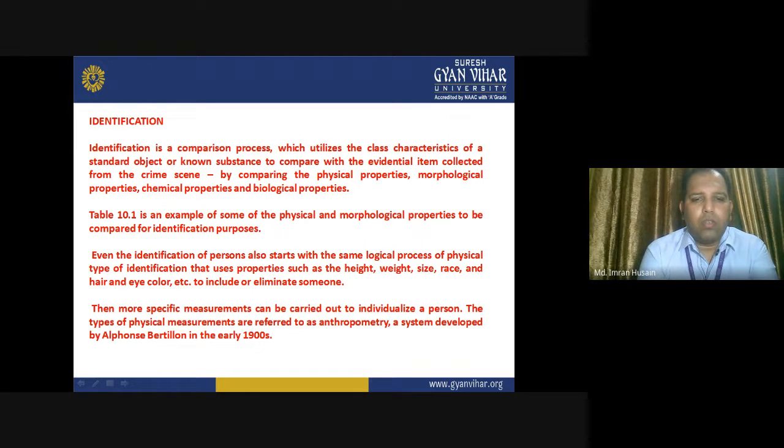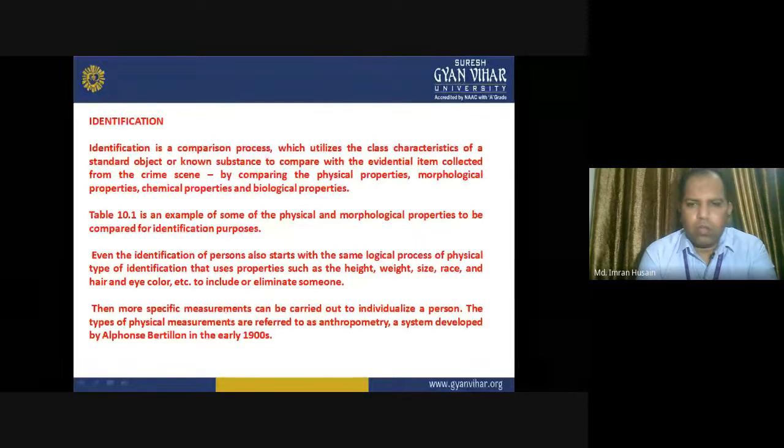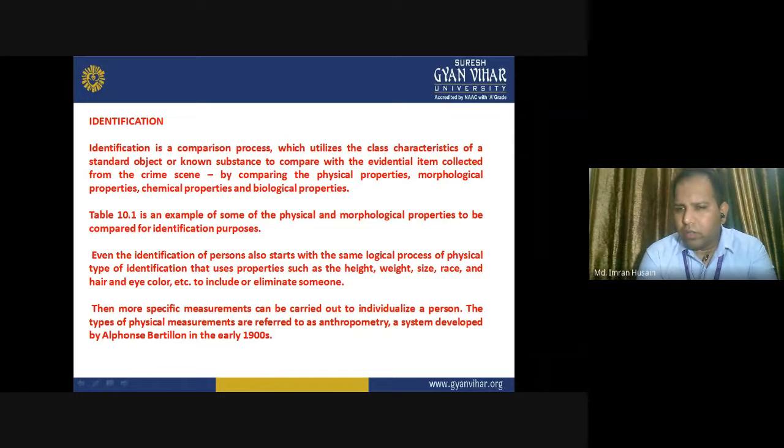Then more specific measurements can be carried out to individualize a person. Okay. So what were the details that made him or her look different from other individuals? Was there anything out of the ordinary? Okay, anything that was unusual? The types of physical measurements are referred to as anthropometry, a system developed by Alphonse Bertillon in the early 1900s.